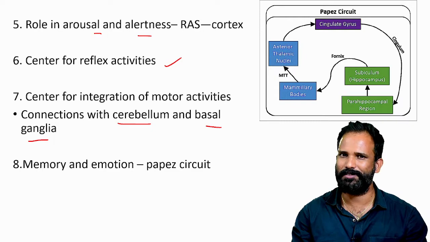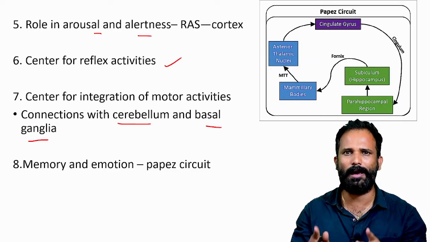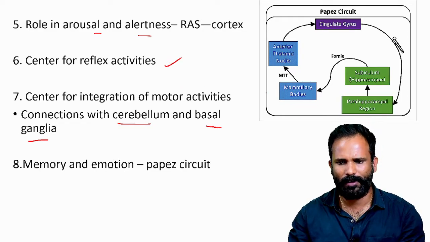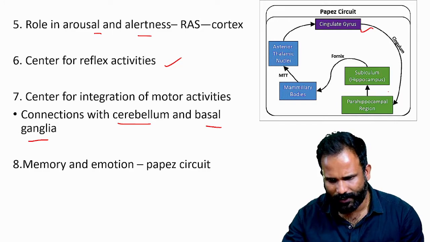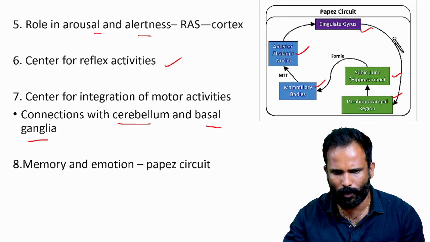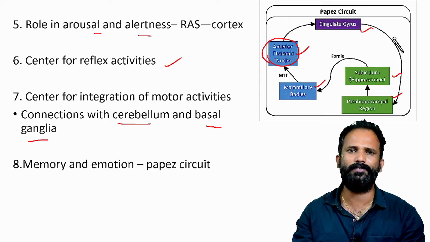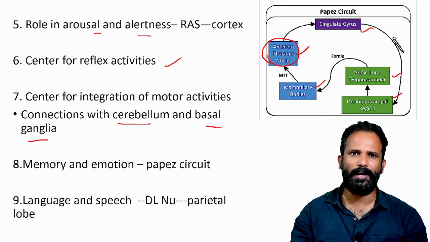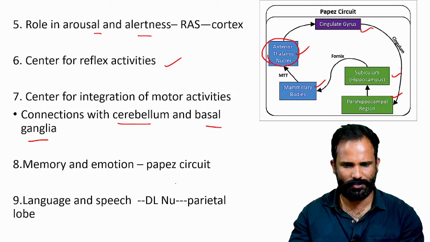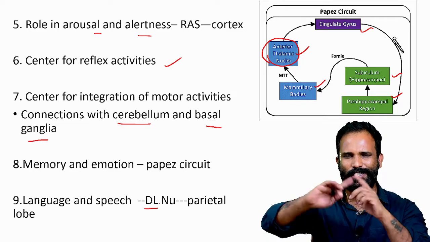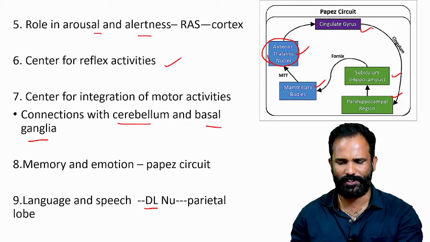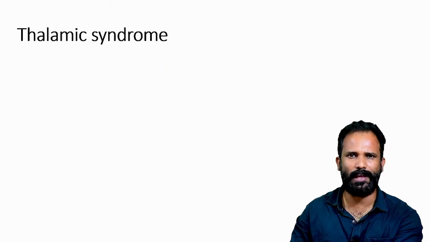As we already mentioned, short-term memory and emotions are part of Papez circuit. Papez circuit here is the cingulate gyrus connecting the parahippocampus, hippocampus, mammillary body and anterior thalamus. So anterior thalamus is a part of Papez circuit, helps in the short-term memory and emotions. And language and speech: the dorsolateral nuclei, which is reciprocally connected with the parietal lobe, is concerned with language and speech. So those are the functions of thalamus.